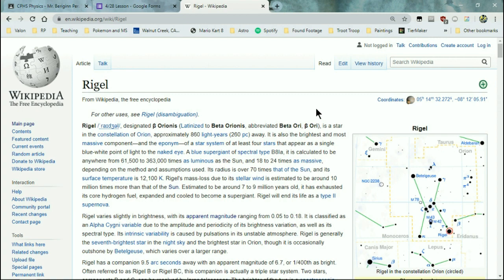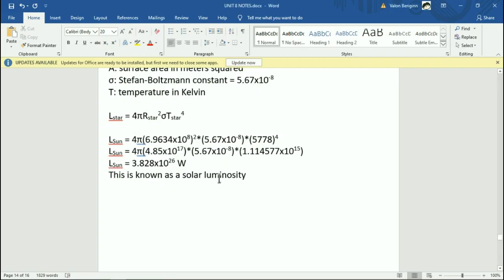Anyway, my point is, this luminosity term is helpful if you're looking up stars. Oftentimes, a star is written in terms of solar luminosity. It's not going to give you this wattage number. It's going to give you the number compared to this. So if you have a star like Rigel, 120,000 times brighter, and you want to know how many actual watts it's emitting, then you would take this number and multiply it by 120,000 and get the number you want.